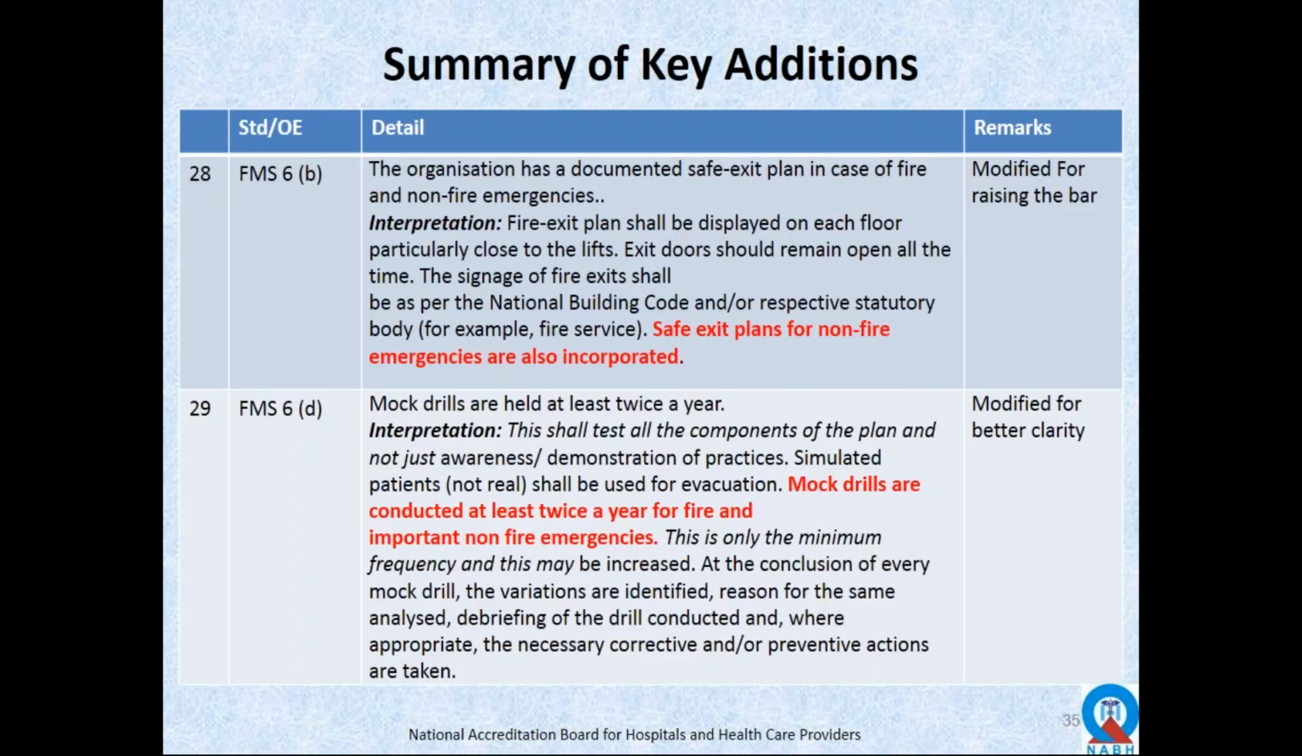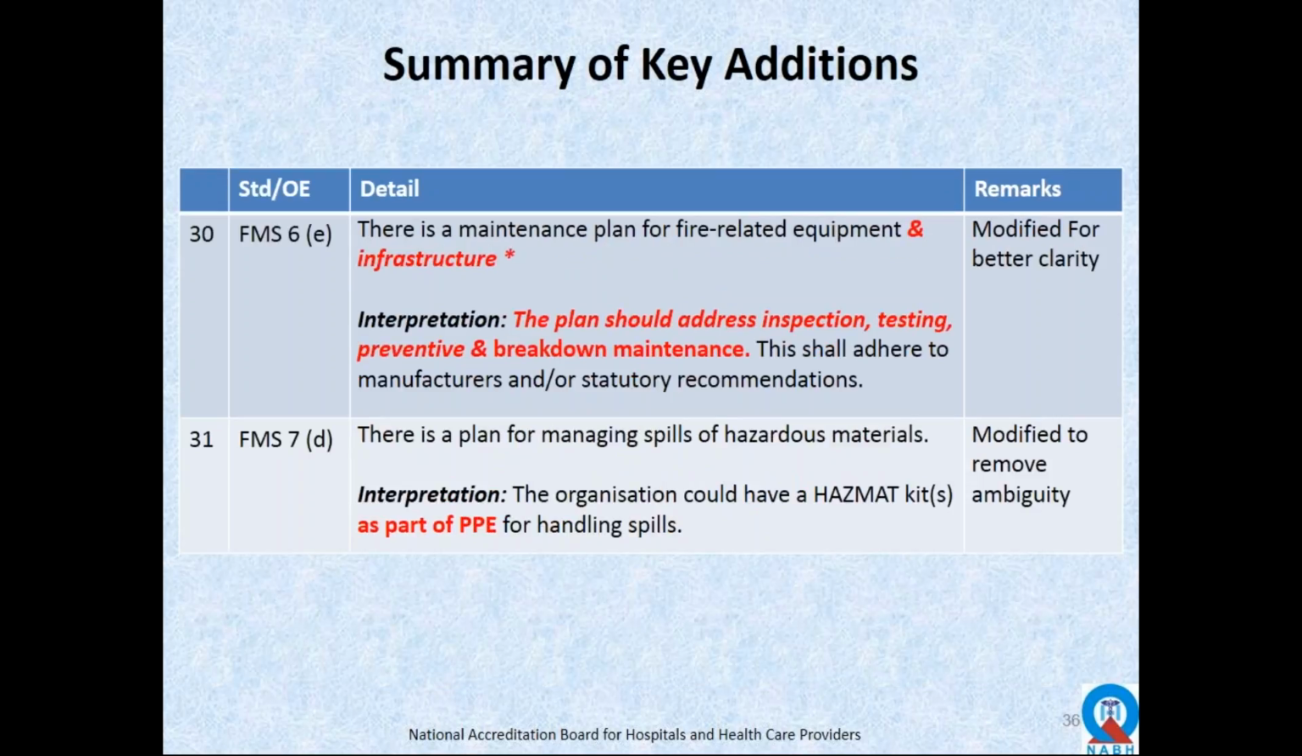FMS 6E, there is a maintenance plan for fire-related equipment and infrastructure. The interpretation has been modified to bring more clarity on the various components of the fire-related equipment maintenance, such as inspection, testing, preventive and breakdown maintenance.